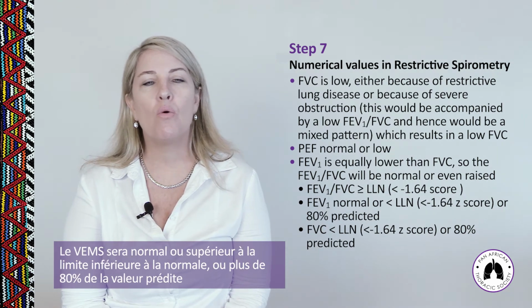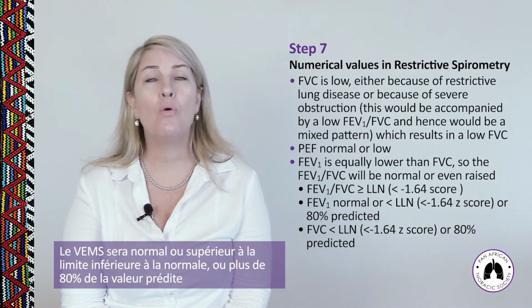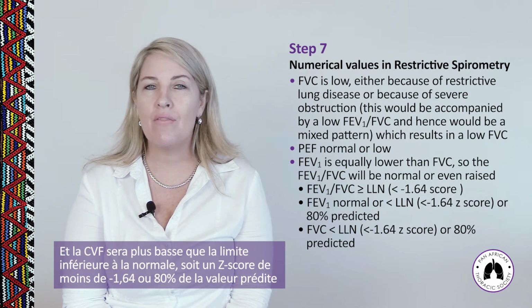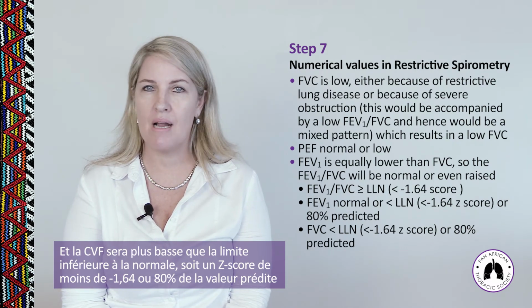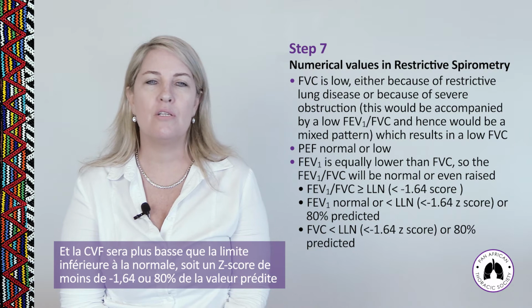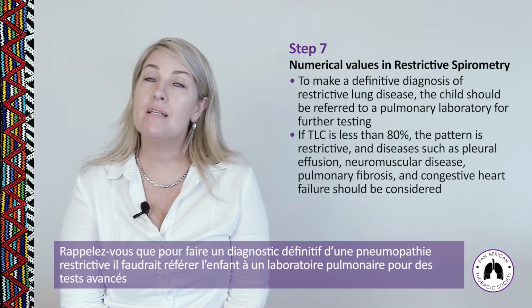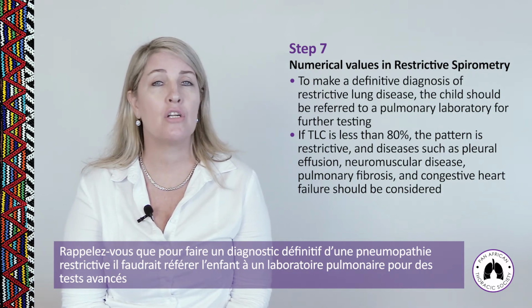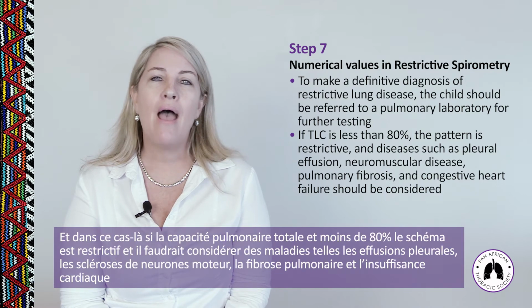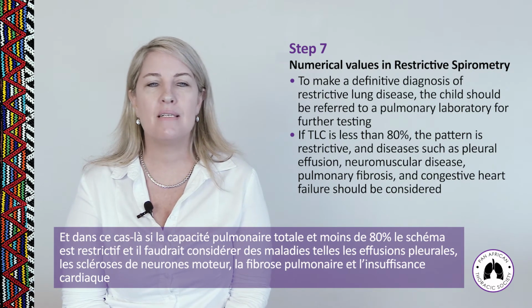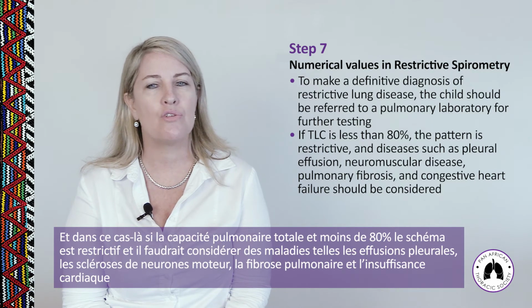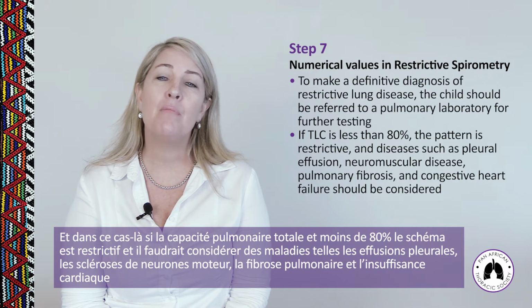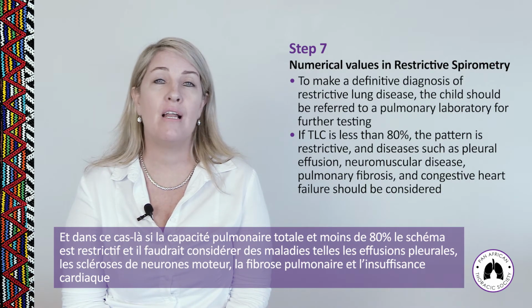The FEV1 will be normal, or above the lower level of normal, or above 80% of predicted, and the FVC will be lower than the lower level of normal, being a z-score of less than minus 1.64, or 80% of predicted. Remember, to make a definitive diagnosis of restrictive lung disease, the child should be referred to a pulmonary function laboratory for further testing. And then in that instance, if the total lung capacity is less than 80%, the pattern is restrictive, and diseases such as pleural effusion or neuromuscular disease, pulmonary fibrosis, or congestive heart failure should be considered.